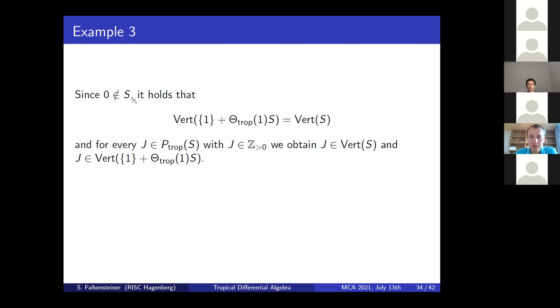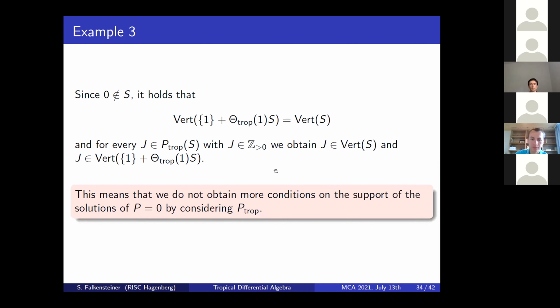If 0 is not in S, then we always have this equation. So if S starts with 1, 2, 3, and so on, in both summands we have a contribution. Also, if this S starts with 2 or 3 or whatever. So basically this equation says that we do not have any more information from just considering P, or the tropical analogon.